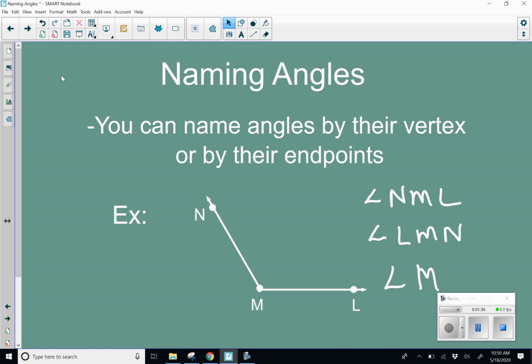When we name angles, we can name angles either by their vertex or by their endpoints. So what that means is, as you can see, I have one angle here. If I were to call this by its vertex, this would be angle M. M is where the two rays meet each other. If I wanted to name it by their endpoints, I could start right here where N is and call it angle NML, or I could start here where L is and call it angle LMN. Notice when I name it by their endpoints, your vertex should be in the center. If the vertex is not in the center, you are not naming your angle properly.